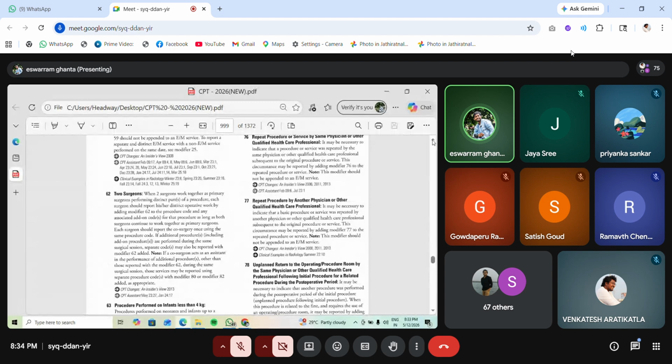Okay, next coming to the two surgeons. Just note this down simply for your understanding purpose only. For two surgeons, it is already in the modifier description. If the procedure has been done by two surgeons, for that scenario we can use the 62 modifier. We can append this 62 modifier when two surgeons work together as primary surgeons, and that is in the same session, not the separate session.